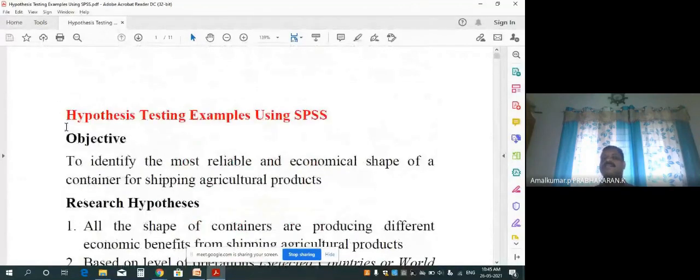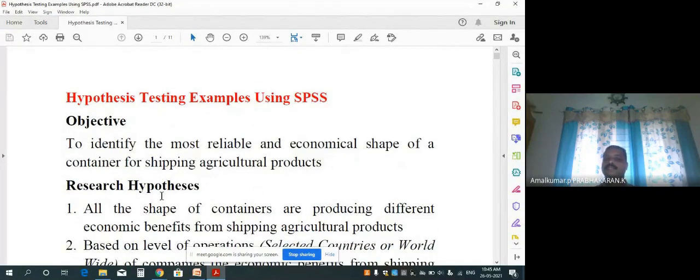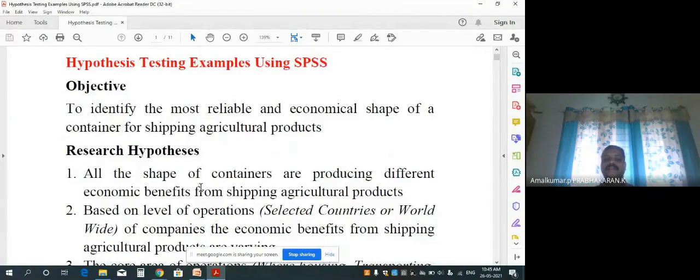So the first one is the objective. The objective is developed for solving the identified research problem. Here the research problem is: which is the most reliable and economical shape of a container for shipping the agricultural product? Based on that, the researcher developed some research hypotheses. The research hypotheses are the beliefs of the researcher.